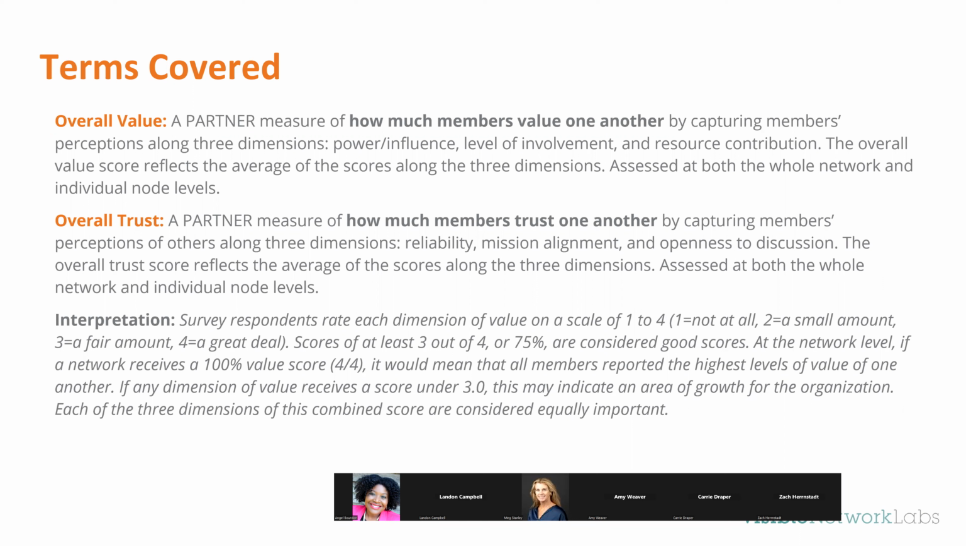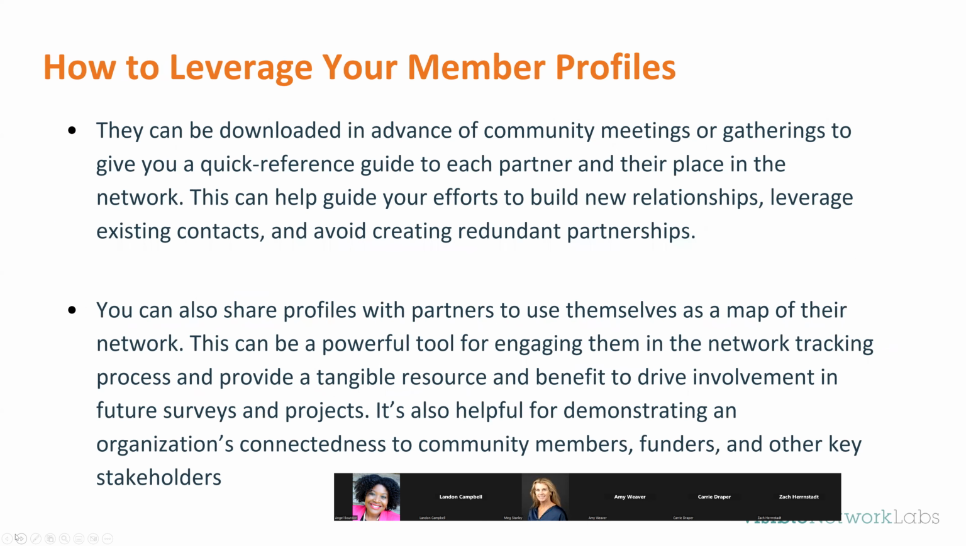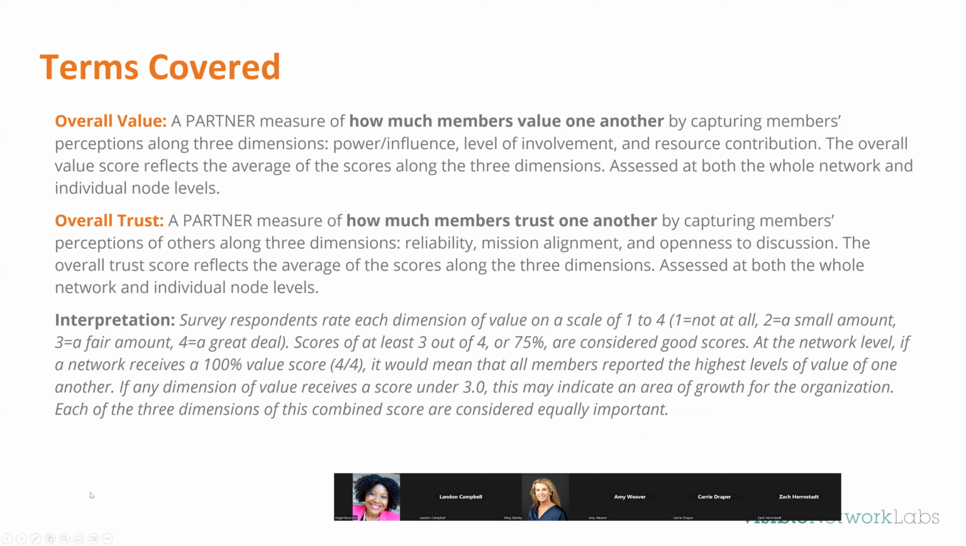And then we have overall trust, which essentially measures how much members trust one another. And again, it's important to remember that this is measured by capturing members' perceptions of others amongst 3 dimensions, which include reliability, mission alignment, and openness to discussion. The overall trust score reflects the average of the scores along those 3 dimensions. So sometimes when a score comes out really low, it might not necessarily be because there isn't trust with that organization, but maybe a lot of other organizations within that network aren't aware that that organization exists.